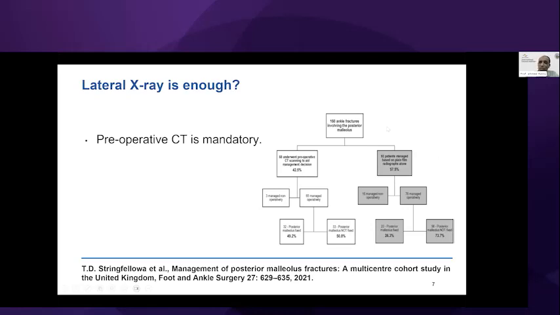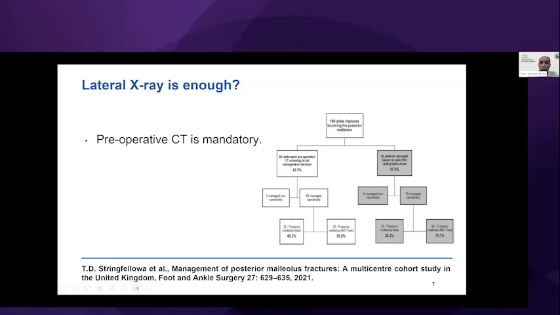And this was proven again in this study, where they studied 160 ankle fractures involving the posterior malleolus. In this group, representing 57.5% of the patients, they managed according only to the plain X-rays, while in 42.5% of the patients, they treated according to the CT scan. In the first group, only 26.3% of these patients were treated surgically for the posterior malleolus.